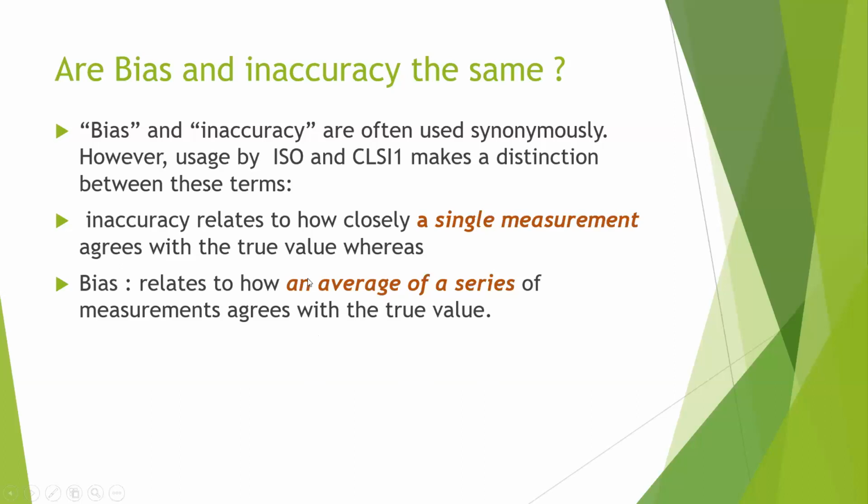Right? In inaccuracy, it's a single measurement, so the imprecision is there. In the bias, there is an average. Therefore, the imprecision is minimized or ideally removed. That's the difference between bias and inaccuracy.